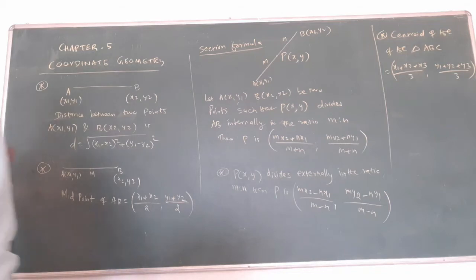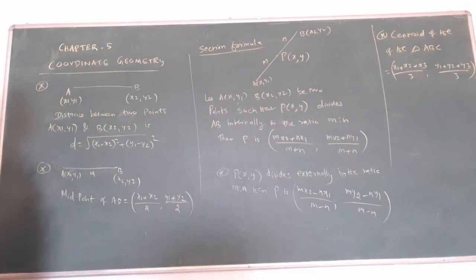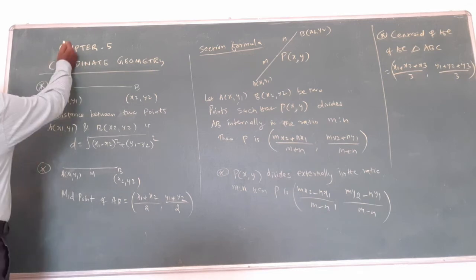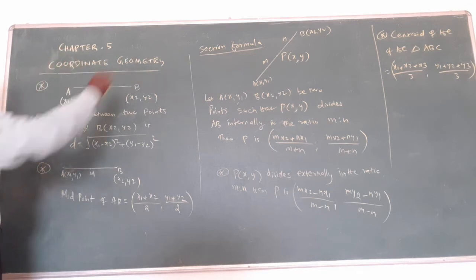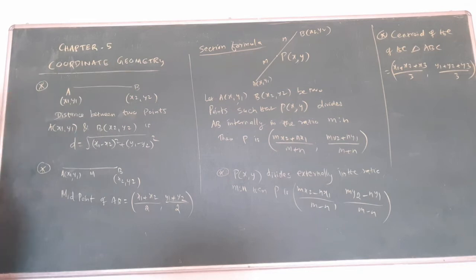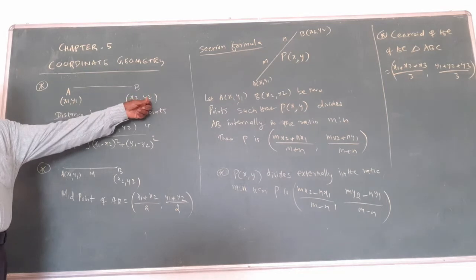Now listen here. Chapter number 5, Coordinate geometry. The first one is A(x1, y1), B(x2, y2).